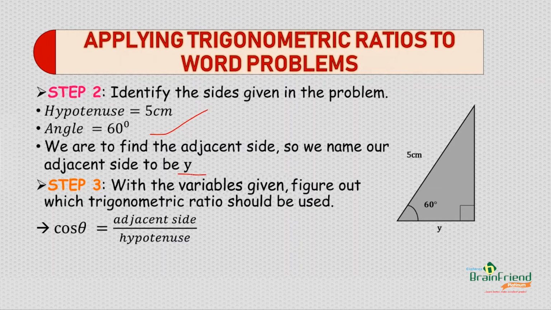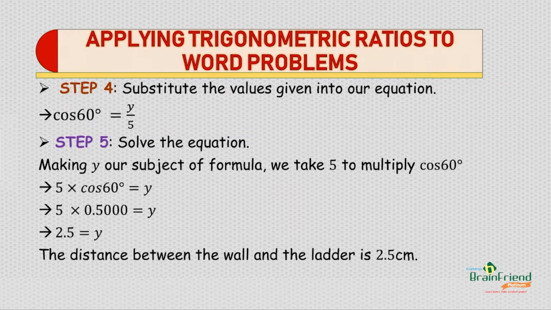With the variables given, we figure out which trigonometric ratio should be used. We have our hypotenuse and we have the adjacent side. So the trigonometric ratio to be used is cosine, because cos theta is equal to adjacent side over hypotenuse. Step 4, we substitute the values given into our equation. This will give us cos 60 degrees is equal to y over 5.